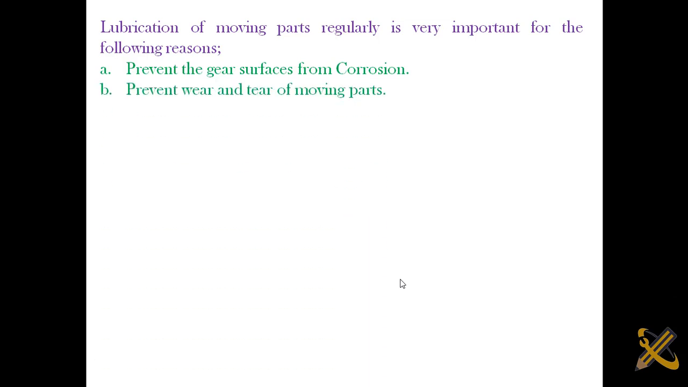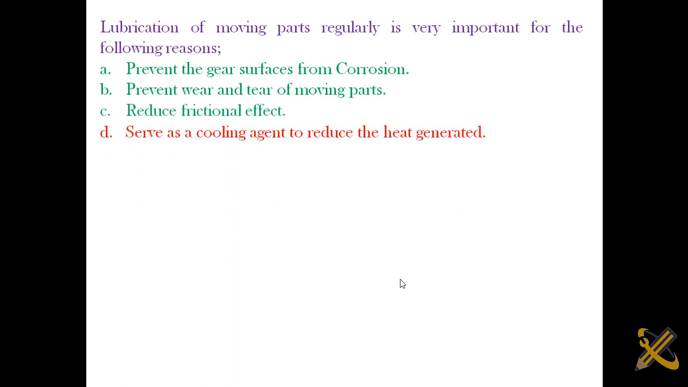All right. From there we move to why lubrication of moving parts regularly is very important, for the following reasons. Why do I need to lubricate the moving parts of my gear? The first one is to prevent the gear surface from corrosion. If lubricant is on any part of your moving system, it won't allow the absorption of liquid content or impurities. Number two, it prevents wear and tear of moving parts. Number three, it reduces frictional effect. Number four, it serves as a cooling agent to reduce the heat generated.